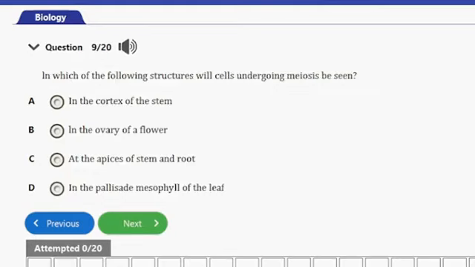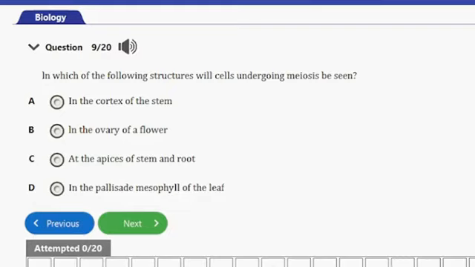The next question here, question number 9, says, in which of the following structures will cells undergoing meiosis be seen? A, in the cortex of the stem. B, in the ovary of the flower. C, at the apices of stem and roots. D, in the palisade mesophyll of the leaf. So guys, the answer to this question is option B here. That's in the ovary of a flower.